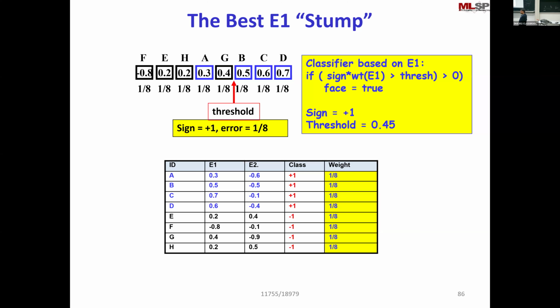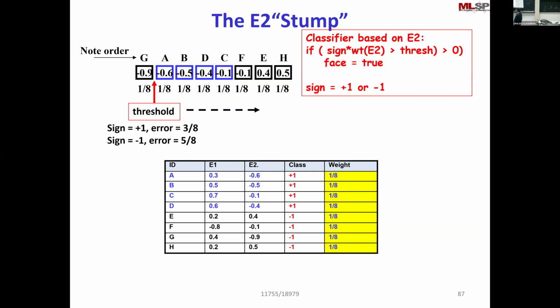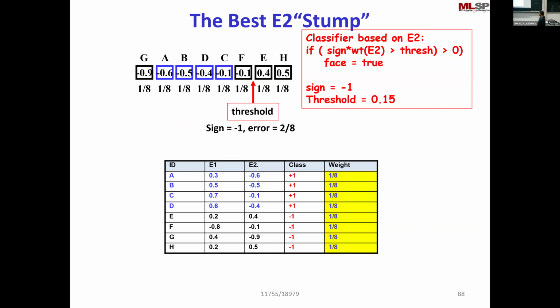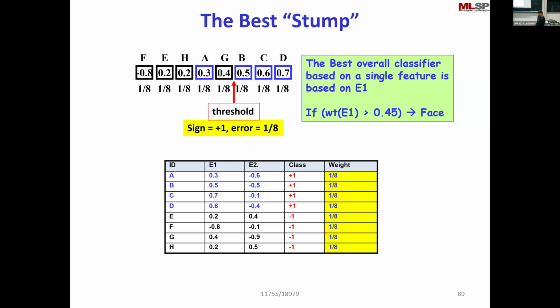Is there a better classifier using E2? I can try. I can now pick up E2, arrange my data instances according to increasing value of E2, and scan through the thresholds as before, right? And I find that my best threshold is right here when E2 is, say, 0. And if I call everything to the left a face, I'm making two errors. The total weight of the error is 2/8. So of the two, this one's better, right? So this was my greedy way of picking a classifier.